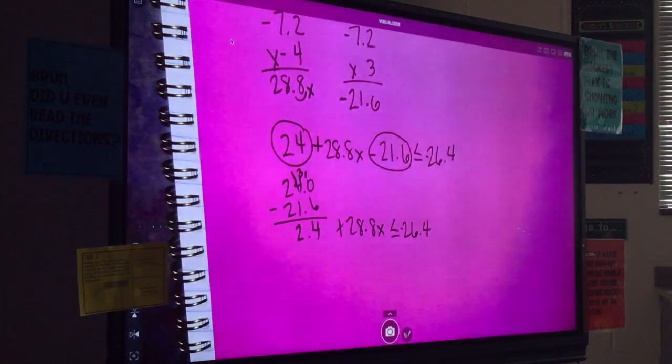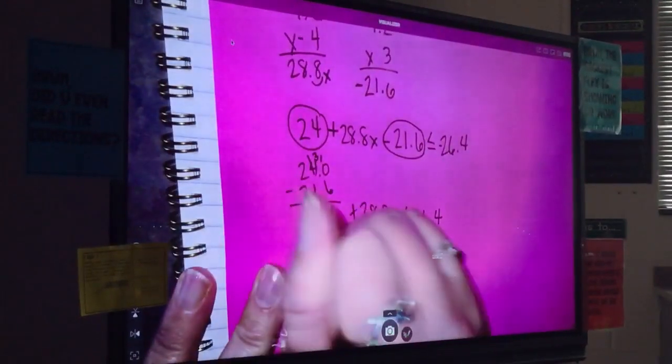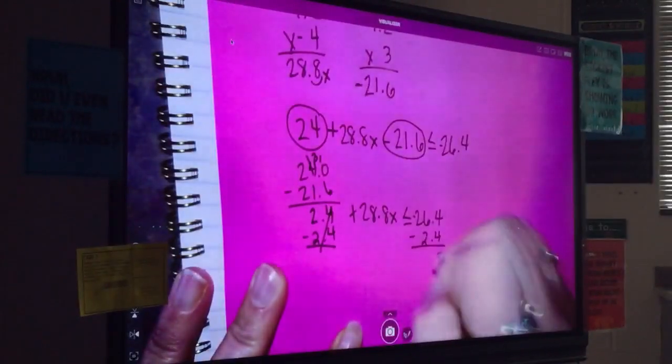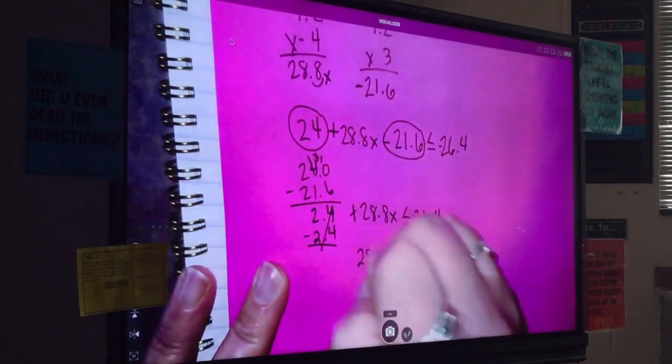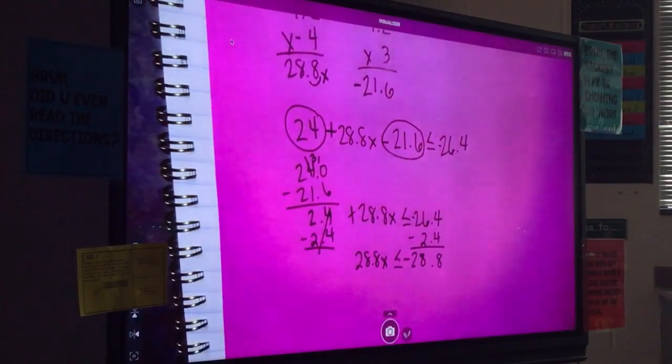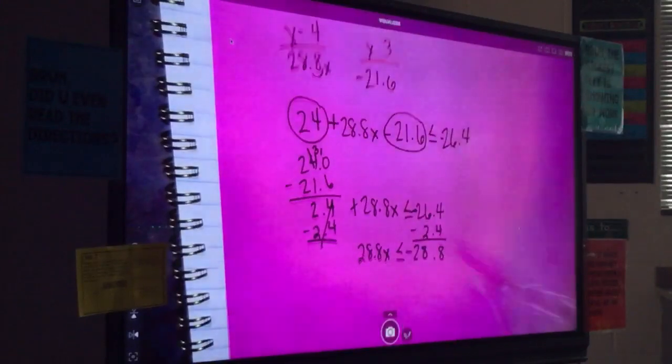Addition and subtraction to remove the constant. Okay, which one is our constant? On this side, which one is our constant? 2.4. Okay, so I'm going to subtract 2.4 over here, cancels, minus 2 and 4/10. Which gives me a negative 28 and 8/10. And then from here, what do we do? Because remember, this is a negative. I forgot to bring my negative down. That's a negative.